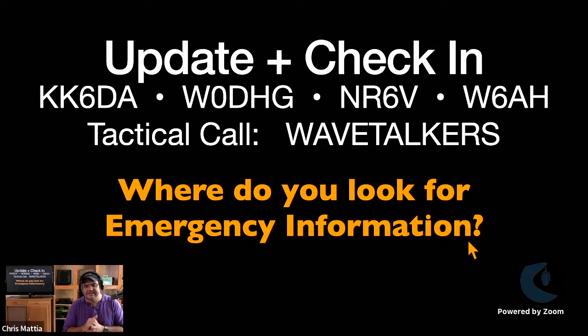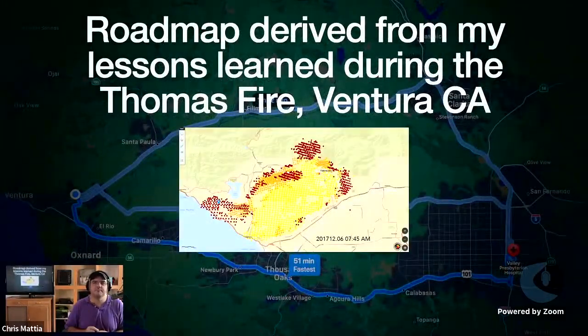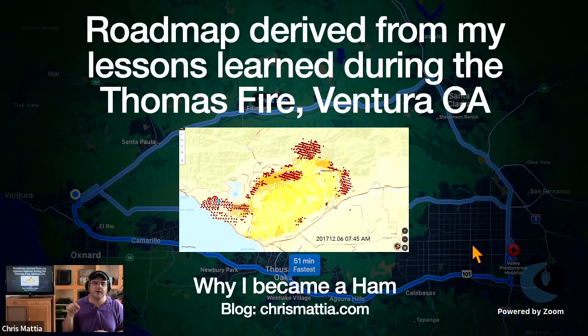So today, we're going to be talking about a roadmap that was derived from my own lessons learned during the Thomas Fire in Ventura, California. It started on December 4th, 2017. At the time, I was a mere mortal. I was not a ham radio operator at the time. This really is why I became a ham radio operator.